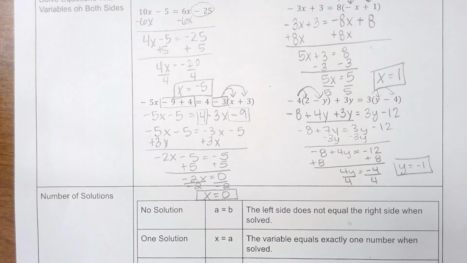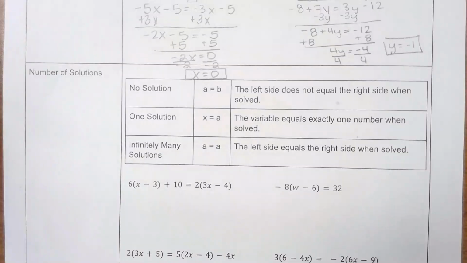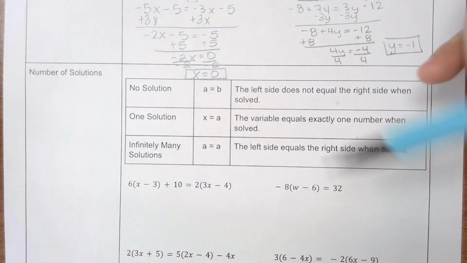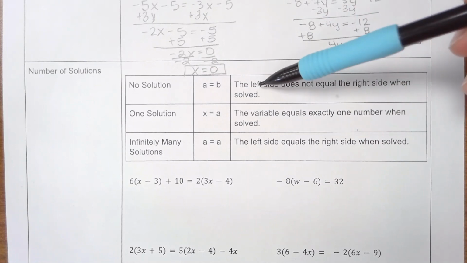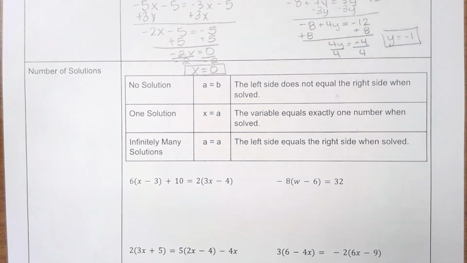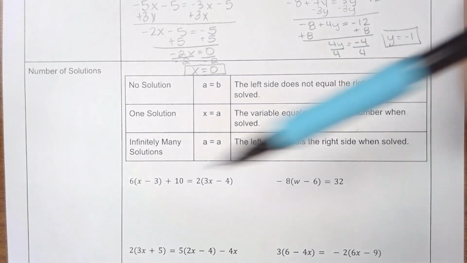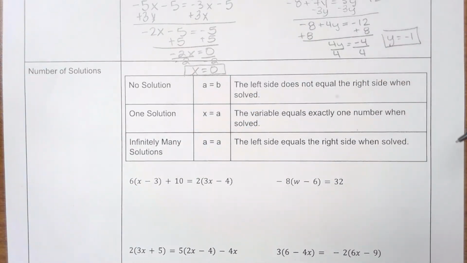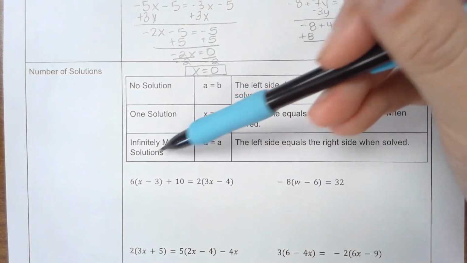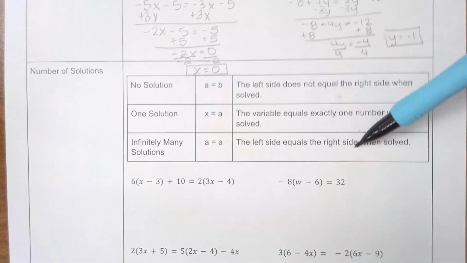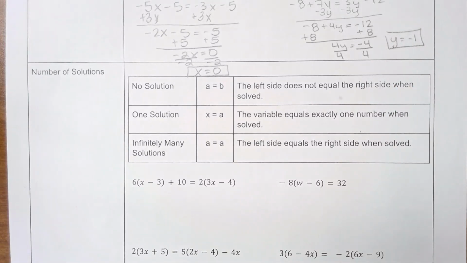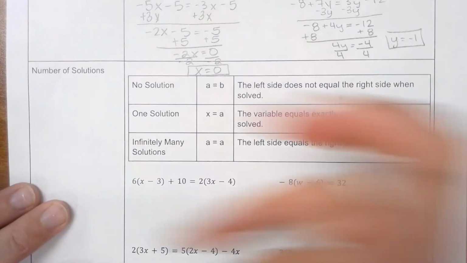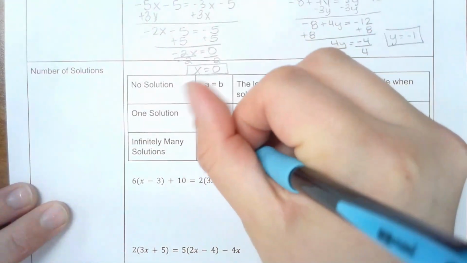Okay, so the last part of this is, again, solving equations with variables on both sides. We talked about 3 different solutions that you guys can get when solving with variables on both sides. One of them is no solution, so that means that the left side will not equal the right side of your equal sign when solved. You could get one solution, which is what we have been doing, so that means the variable equals exactly one number when solved. And then your last one is infinitely many solutions, when the left side equals the right side when solved.